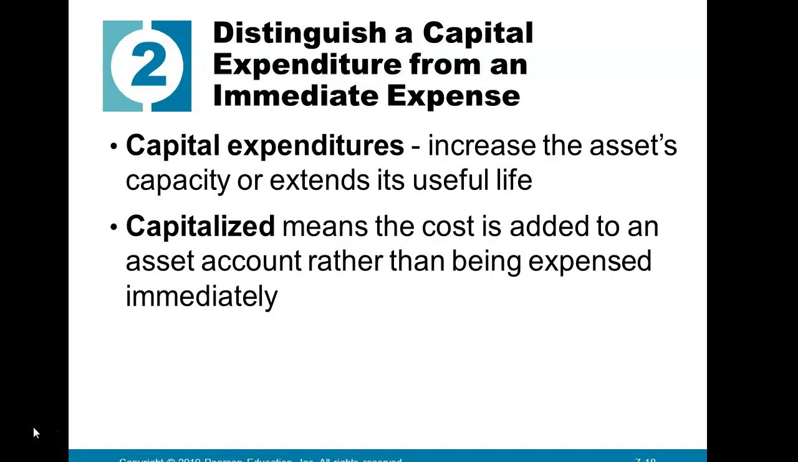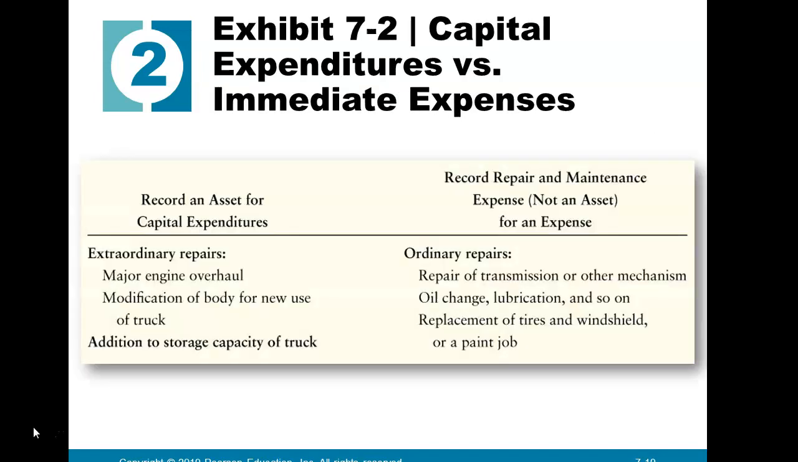If it's going to extend the life, it's going to be capitalized and it's going to be a part of the asset. If it is not going to extend the life and it is repairing something or other maintenance type of costs, again, you're going to expense it. So here's some details. Ordinary repairs and expenses, like an oil change or replacement of tires, are not going to be a part of the asset. You're going to expense it as incurred in the same period.